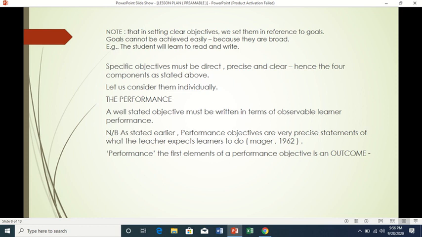The performance. A well-stated objective must be written in terms of observable learner performance. So as has been stated earlier, performance objectives are very precise statements of what the teacher expects learners to do. Performance, which is the first element we are considering, is outcome related. And that outcome, we will come to find that it is the product. That is the outcome, the product.